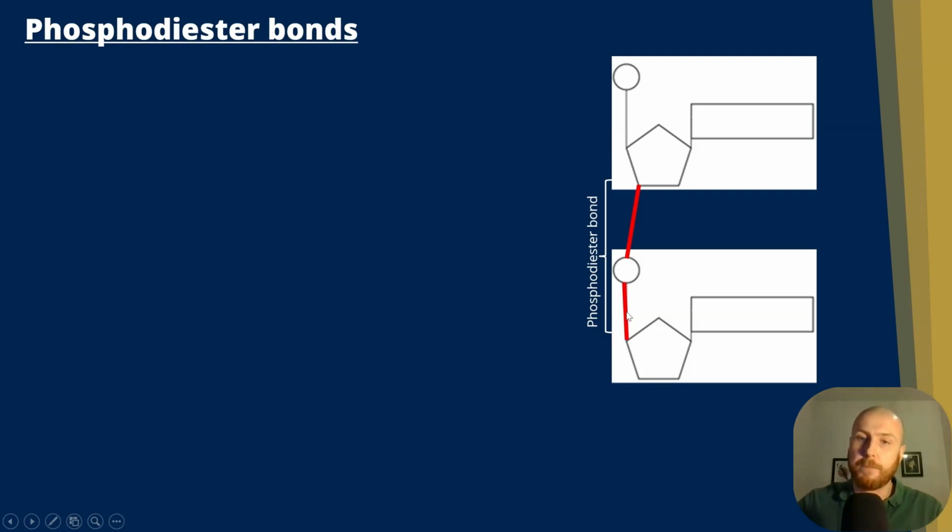And the phosphodiester bond is on the right-hand side of the screen here, and we can see 2 red lines showing the ester bonds, and the circle showing the phosphate. And it's phosphodiester because there are 2 ester bonds. Just like carbon dioxide has 2 oxygens, a phosphodiester bond has 2 ester bonds.